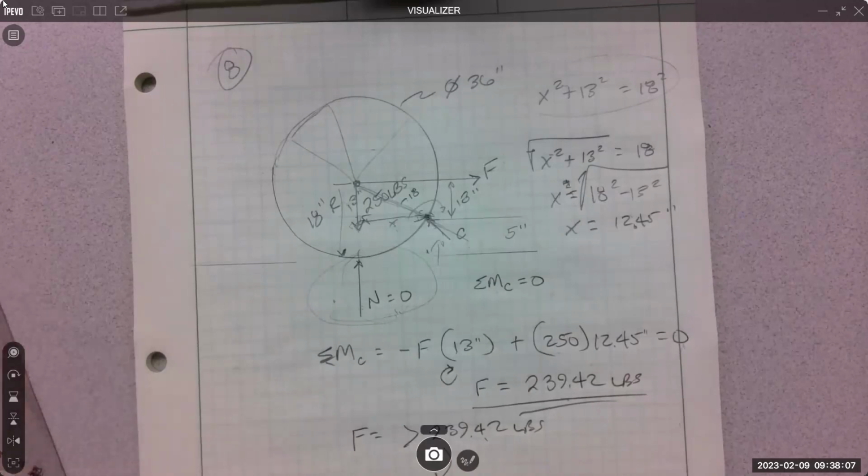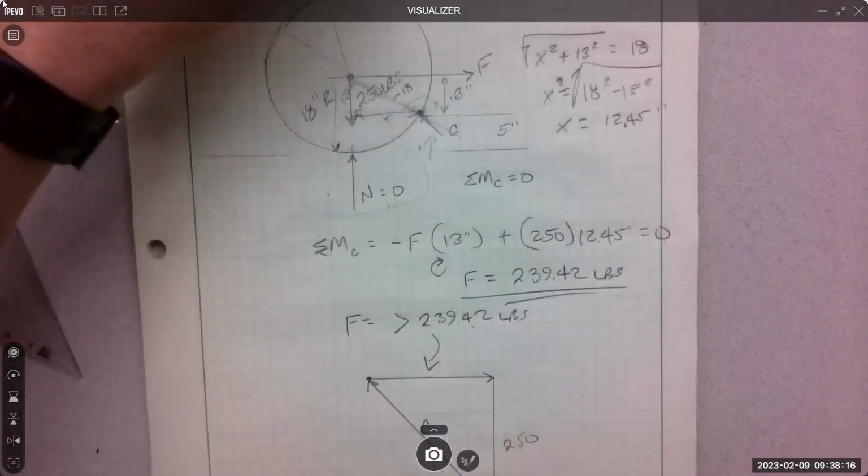Right? So no resultant means it closes. 1, 2, add all 3 vectors together and it closes. So that's... Sorry about that.